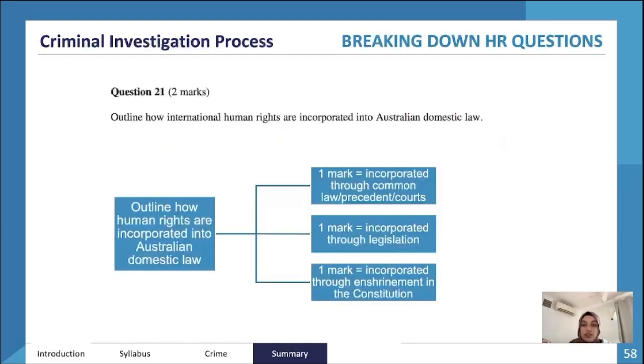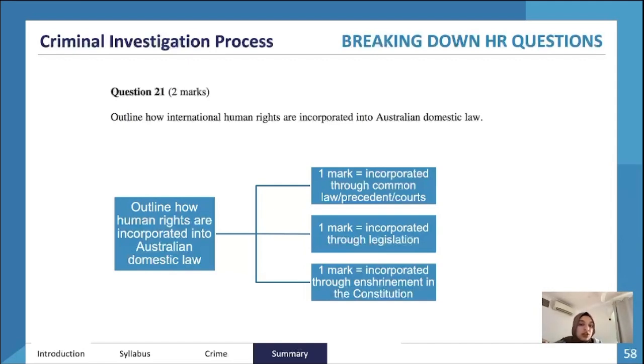So now I've got a bunch of human rights questions. Outline how international human rights are incorporated into Australian domestic law. So how can we break this question apart? First of all, it's an outline question, so we don't need to go into heaps of detail. It's 2 marks associated with the question, so these are the potential ways that you could get the 2 marks.